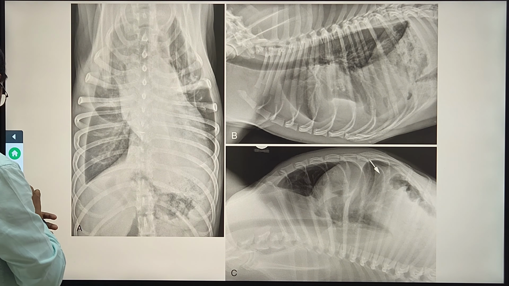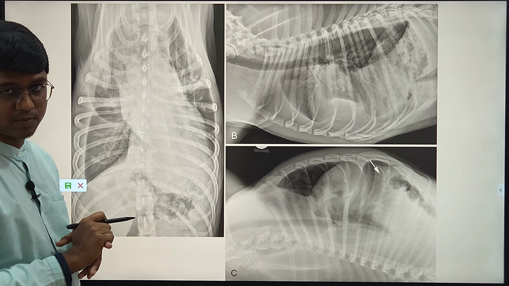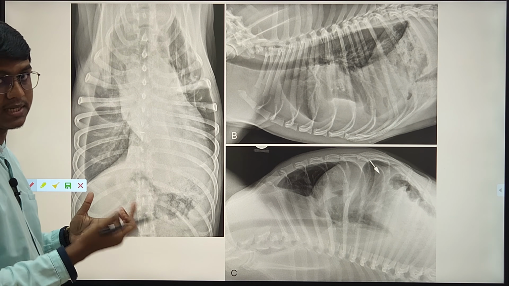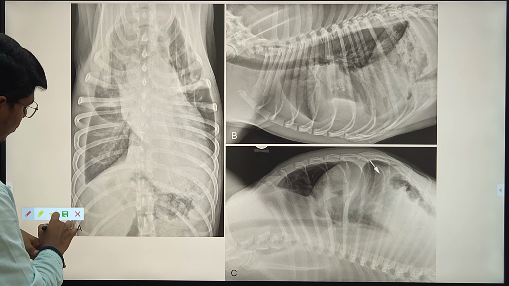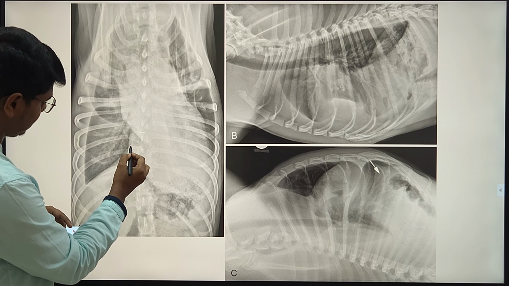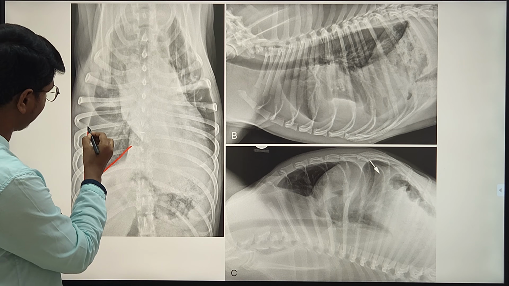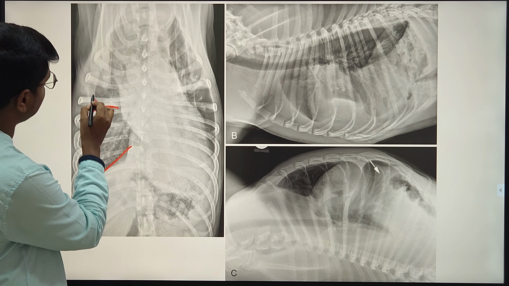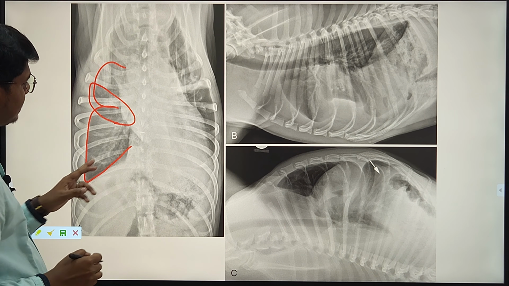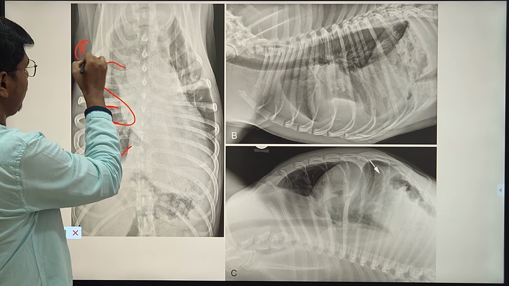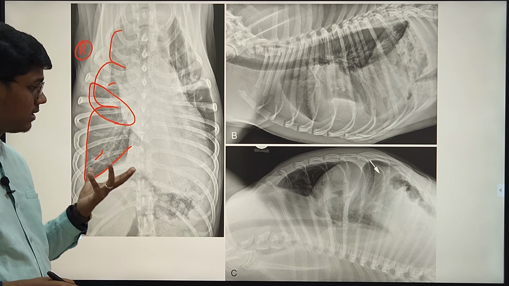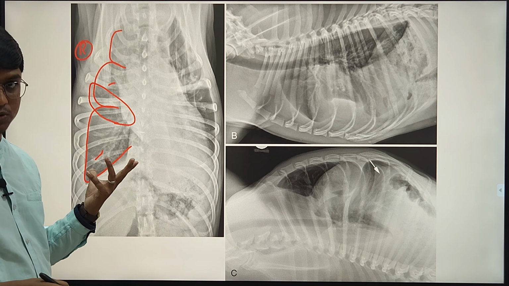Another technique I told you, the third one, is horizontal beam radiography. It is helpful especially in case of pleural effusion, if there is pleural effusion along with diaphragmatic hernia. So here you can see, I told you in case of pleural effusion you will see different lobes clearly. Can you see here? This is one lobe. I am marking one lobe. Here is another lobe. Okay, and here is another lobe. This is basically the right side. The right side has 4 lobes: the cranial, the middle, the caudal, and the intermediate. Okay, so this is very clearly visible in case of pleural effusion.